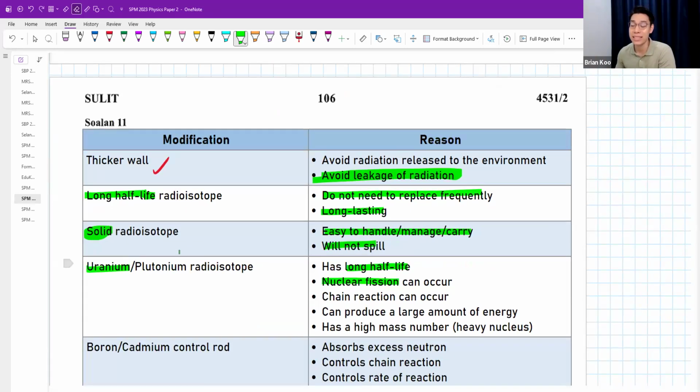a very big mass. Very big mass, that's why it can have fission reaction. Chain reaction can occur because again, it has very big mass, uranium very big. The mass number is 236 usually, and can produce a lot of energy. That's why we love uranium.